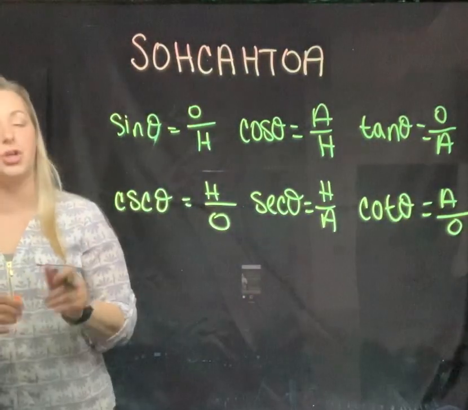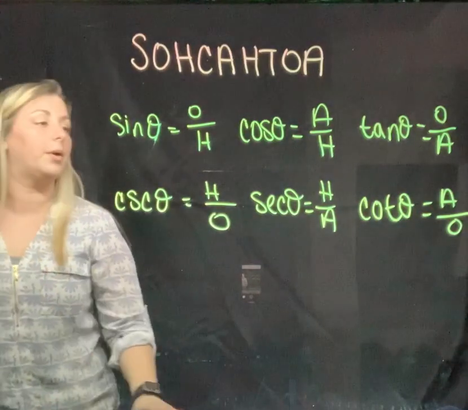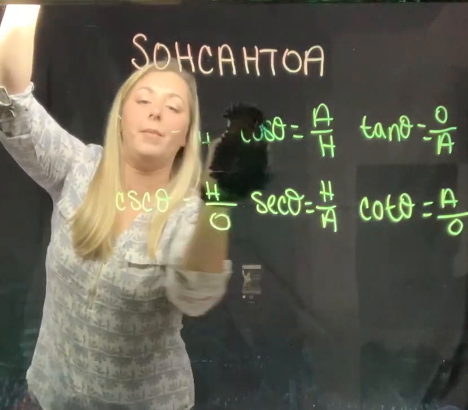Okay, so those are our trig ratios. So let's look at an example. I'm going to just erase this and draw my new triangle out.